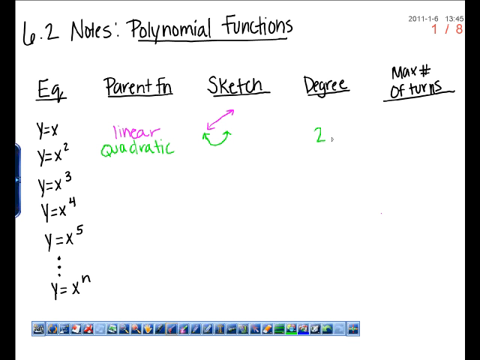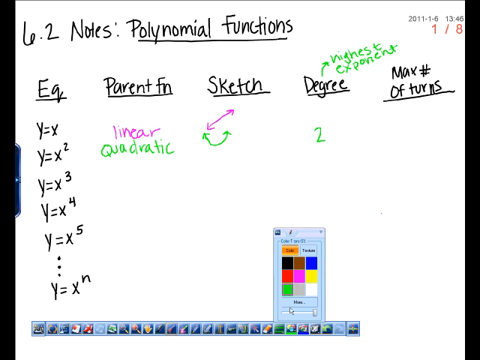Where do you think I got that number? No, don't overthink it. Squared, yeah, this squared right here. This exponent right here. Your degree is the highest exponent. So what do you think the degree of a linear function is? 1.